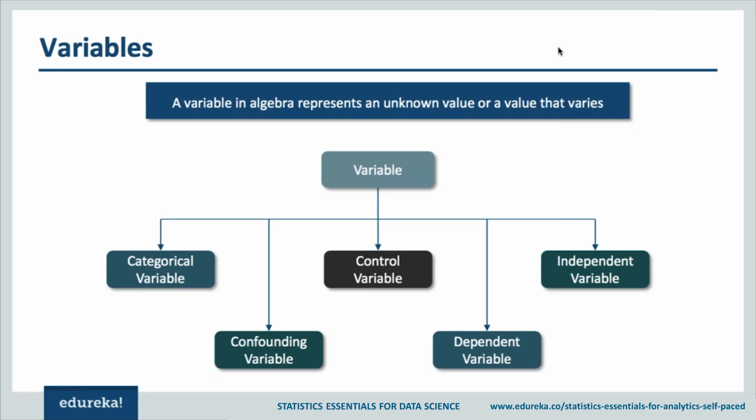Because here men can eat more than women, so sex can be a confounding variable again. And we are not taking into consideration all the other factors that may lead to significant changes in the output of your whole exercise or analysis. So those kinds of variables are called confounding variables.